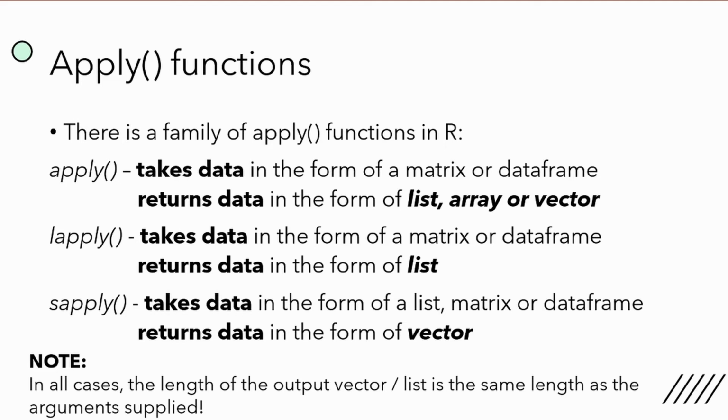So it's something like what we did, where we put data into a simple mathematical operation and it returned another set of data. So that's the idea. lapply is basically similar to apply, but instead of returning data in the form of a list, array or vector, it only returns data in the form of a list, whereas sapply returns data in the form of a vector. A thing to note here is that in all cases, the length of the output vector or list will be the same as the length of the argument supplied. For instance, I think it just speaks for itself.